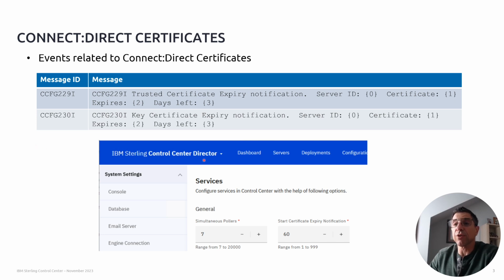If you're in Director, you can go to System Settings, and for Services, just go right here for the Start Certificate Expiry notification. You set the days. You can pick a time range between 1 and 999. At this one, 60 days before it's about to expire, one of these events would be generated.